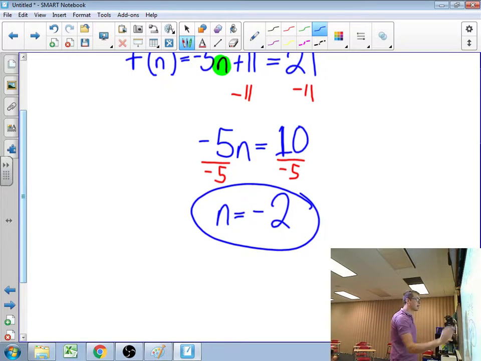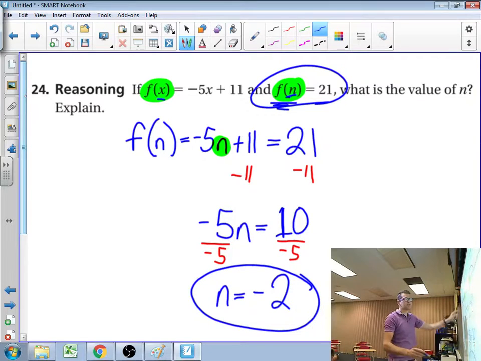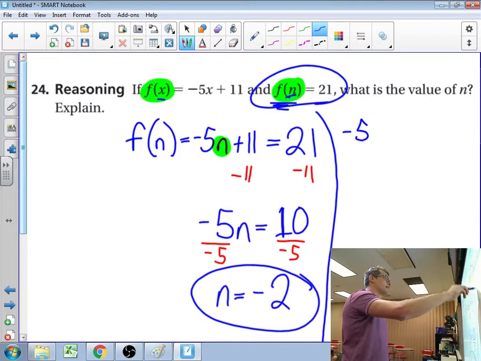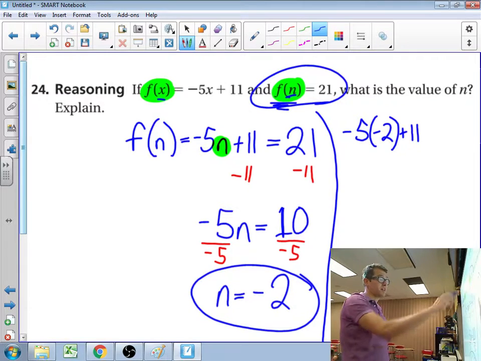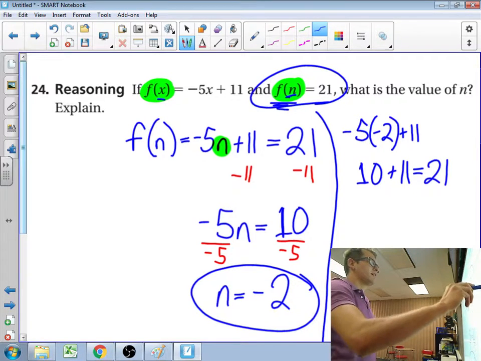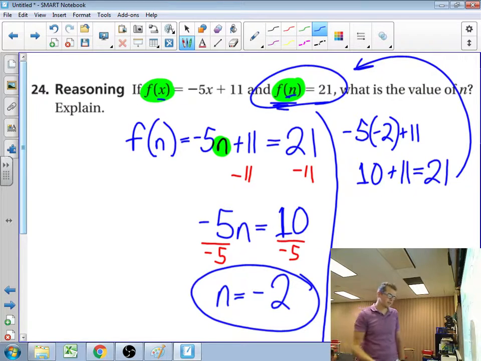Now I can check this by coming up and saying, well, what happens if I plug negative 2 into my function? Well, I would have negative 5 times negative 2 plus 11, which then negative 5 times negative 2 gives me a positive 10 plus 11 equals 21. This does agree with what we started with, so we know that what we've done is correct.